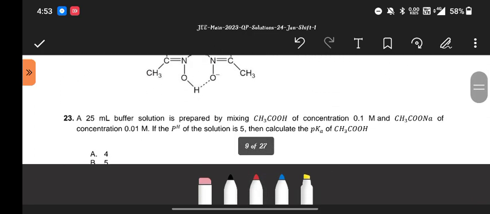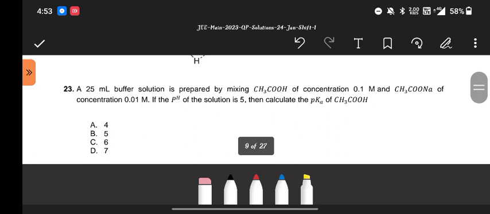Next question is question number 23. Here they have asked: a 25 milliliter buffer solution is prepared by mixing CH3COOH of concentration 0.1 molar and CH3COONa of concentration 0.01 molar. If the pH of the solution is 5, then we have to calculate the pKa of CH3COOH. Options given are 4, 5, 6 and 7.